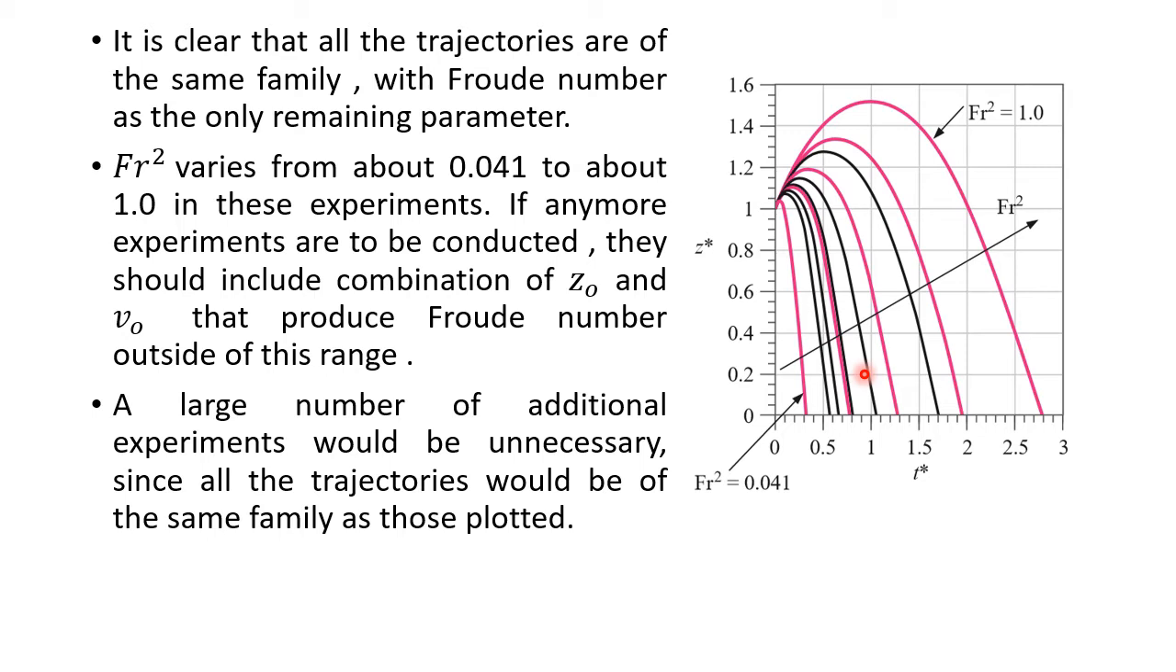Froude number squared varies from 0.41 to about 1 in these experiments. If any more experiments are to be conducted, they should include combinations of Z0 and V0 that produce Froude numbers outside of this range. A large number of additional experiments would be unnecessary since all the trajectories would be of the same family as those plotted.